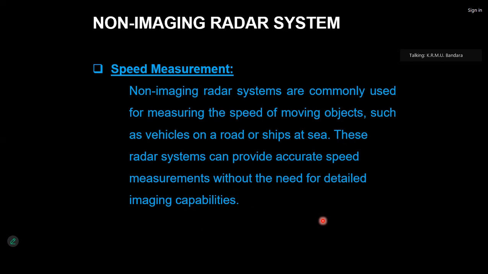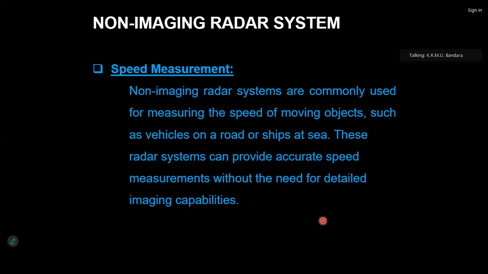Non-imaging radar systems are commonly used for measuring the speed of moving objects, such as vehicles on the road or ships at sea. You can see nowadays they are rarely doing this. Early days the police were detecting the speed of vehicles on a straight road. Nowadays they are doing it on the Kekirawa Anuradhapura road.